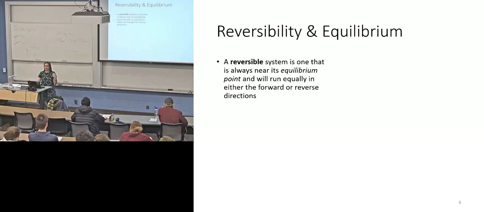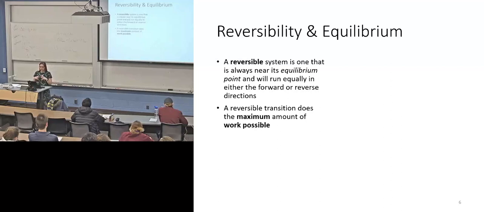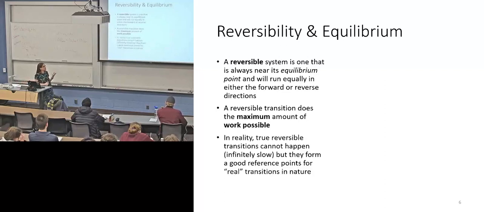This is not real life, okay? A reversible transition, we can't really achieve it, but if we could, it would represent the maximum amount of work we could possibly do. In reality, a true reversible transition would have to happen infinitely slowly, so you'd move an infinitely small amount, wait for everything to come to equilibrium again, and so on and so on. But this is a really good reference point.